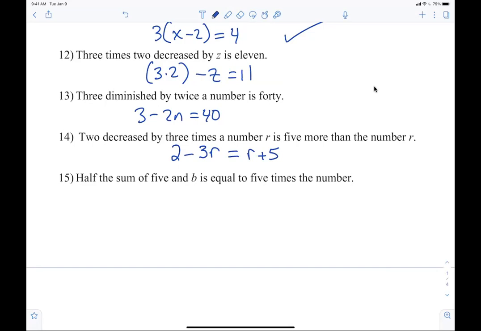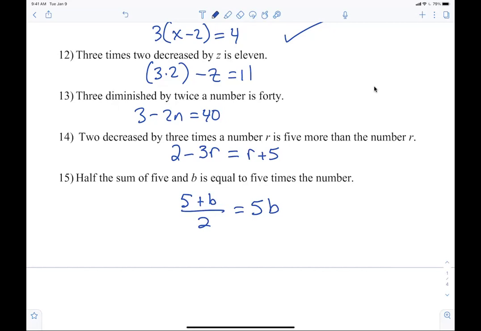All right, Kyla, 5b over 2 equals 5n. 5b over 2? Wait a minute. Half the sum of 5 and b. So what does that mean? So it's 5 plus b over 2. Yes, brilliant. 5 plus b over 2 equals 5b, right?